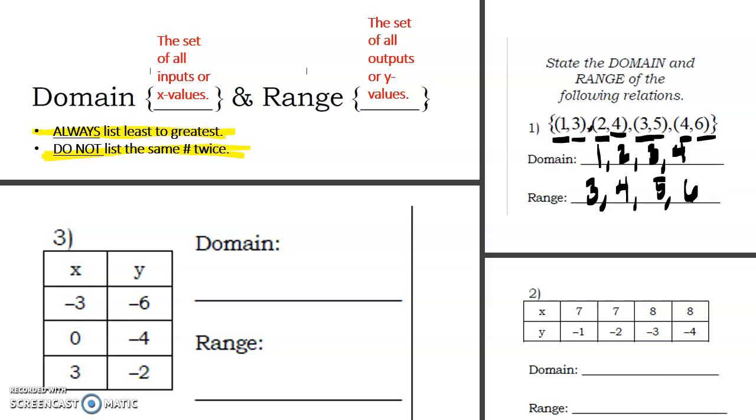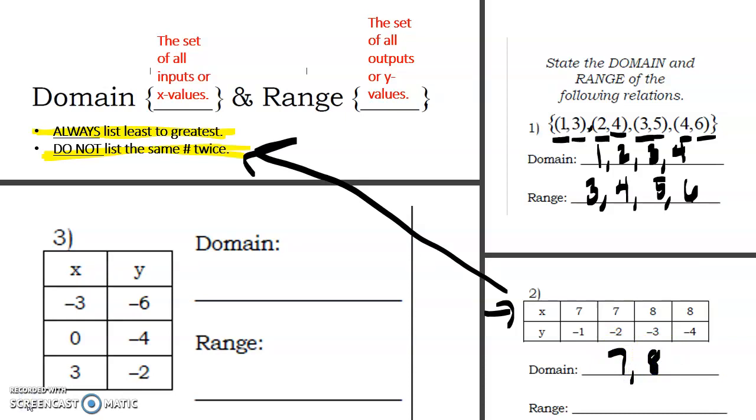Now we're going to look at a table. So on the table, and again, pause your screen at any point to write these examples down. On a table, again, we're going to start with our X values for our domain. So we have 7, 7, 8, and 8. Remember I told you that you never list the same number twice, so we're just going to list our numbers as 7 and 8.